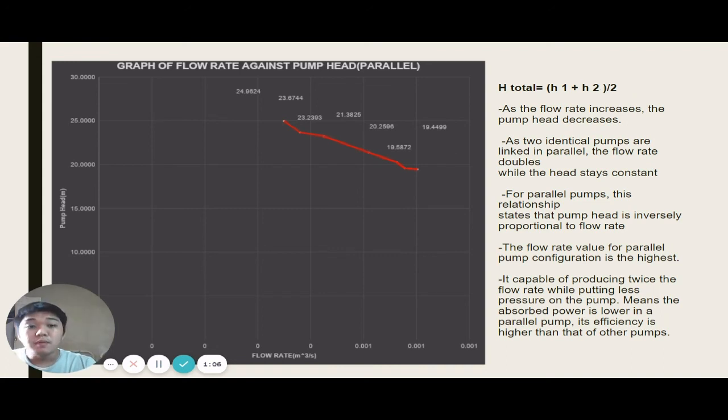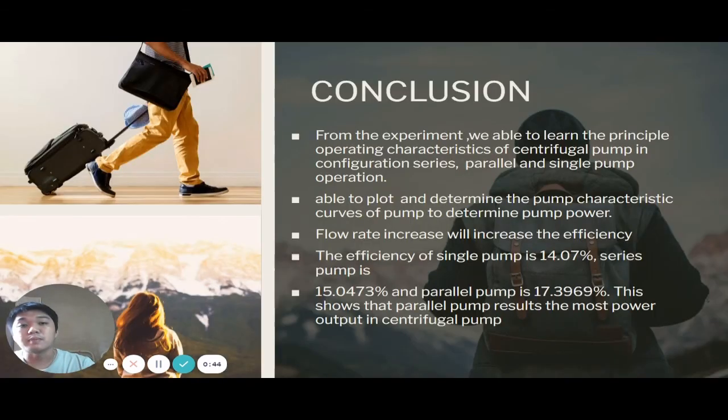In the parallel pump configuration, the flow rate value is the highest compared to the others. It is capable of producing twice the flow rate while putting less pressure on the pump. So we can also say the exhaust power is lower in the parallel pumps, which means that the efficiency is higher compared to the other pumps.